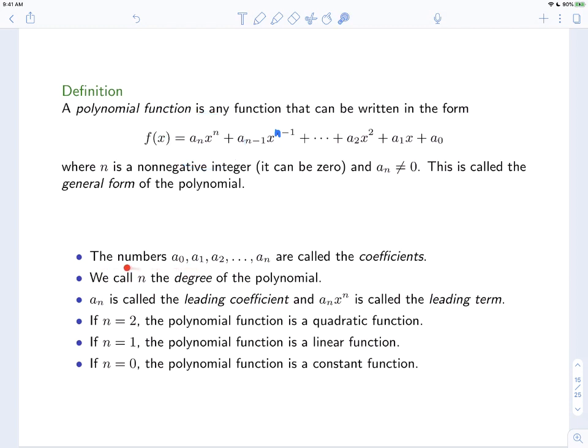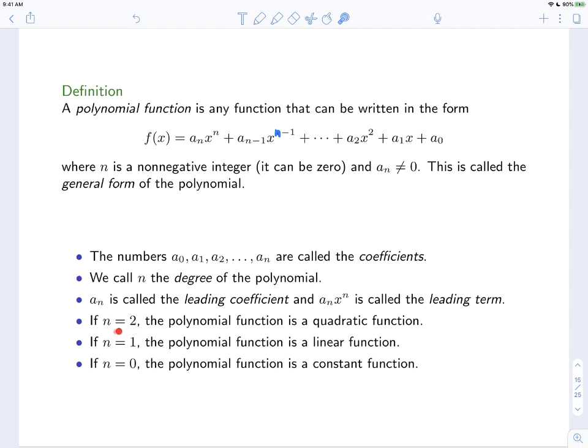So as I mentioned, these numbers a sub 0 up to a sub n, these are the coefficients. n is the degree of the polynomial. a sub n is the leading coefficient, and a sub n x to the n is the leading term. The leading term determines most of the end behavior of a polynomial, and we'll talk about that.